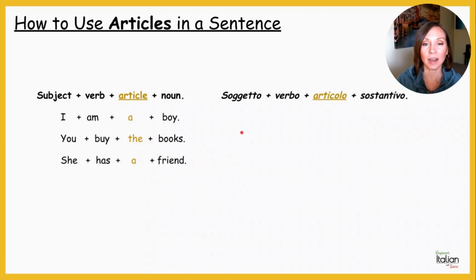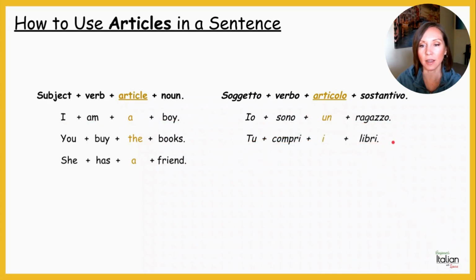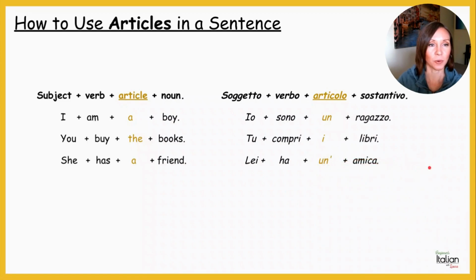In Italian, we have soggetto più verbo più articolo più sostantivo. Okay, so once again, io sono un ragazzo. Un is the article. Tu compri i libri. Okay, i is the article. And lei ha un'amica. Un being the article, okay, because amica starts with a vowel and it's feminine. Okay, we are done with articles.